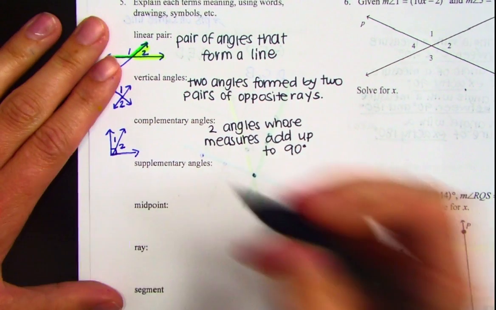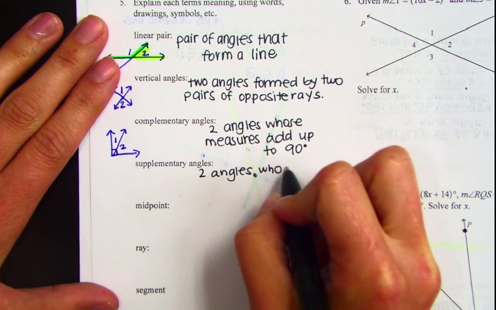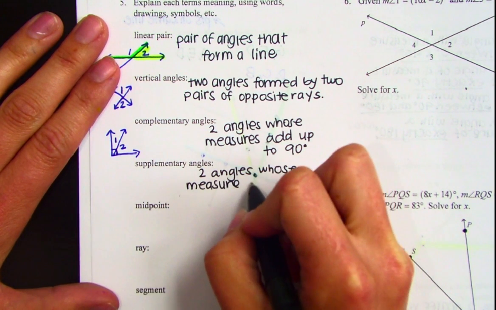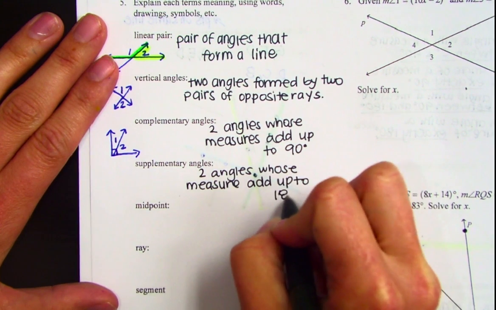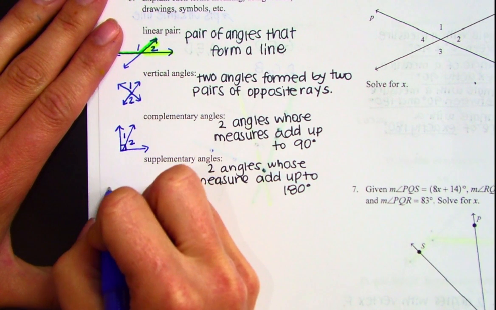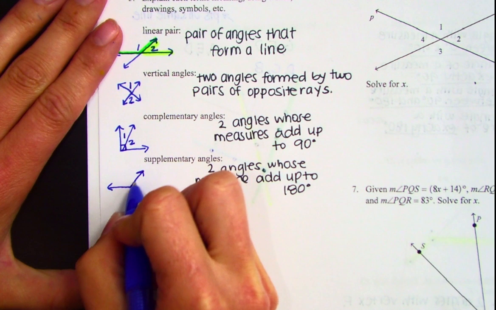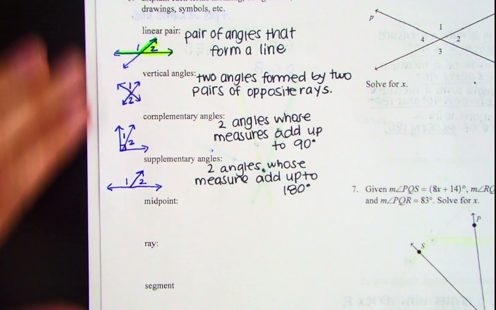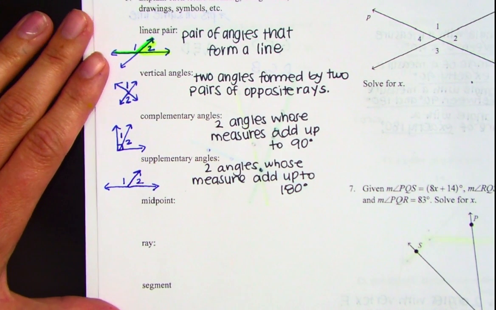Supplementary angles are two angles whose measures add up to now 180 degrees. So an example of that would be, here's one angle, here's another angle, angle 1, angle 2, their sum is going to be 180 degrees, forming this straight line.